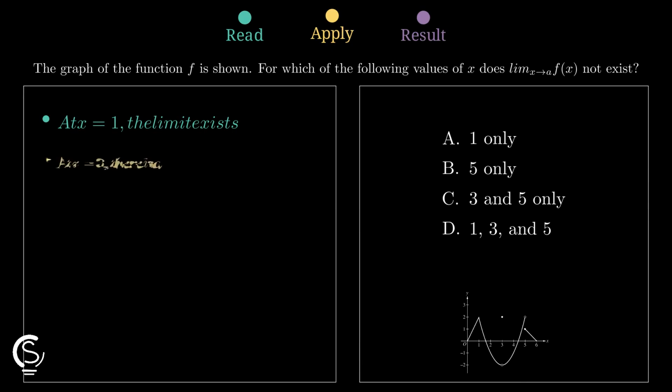Finally, at x equals 5, the graph jumps between heights. Since the two sides do not match, the limit does not exist.